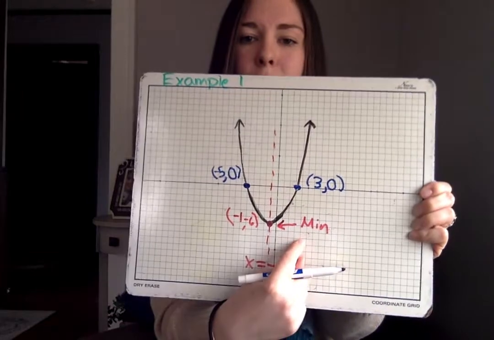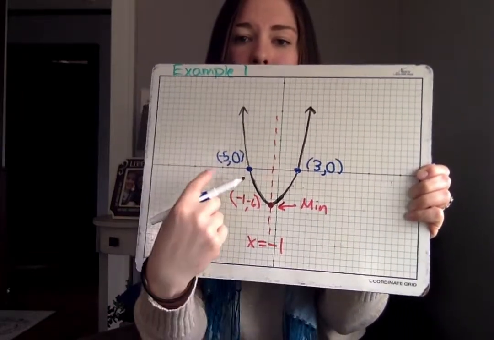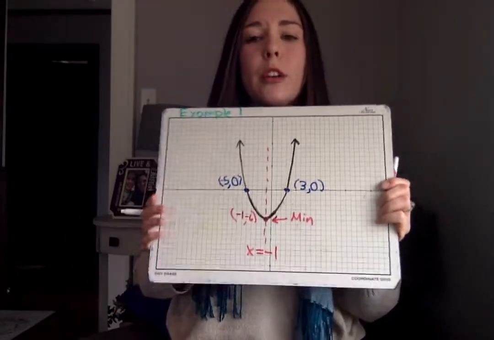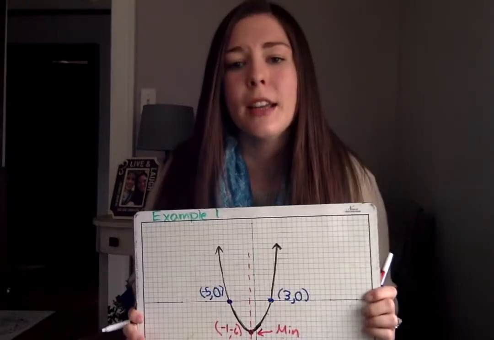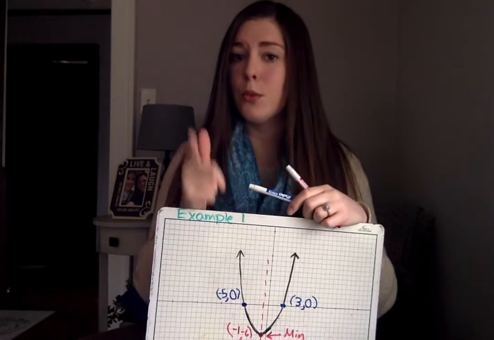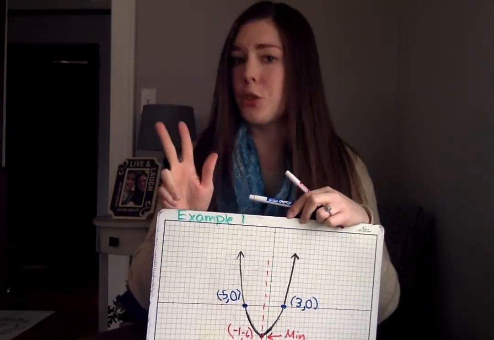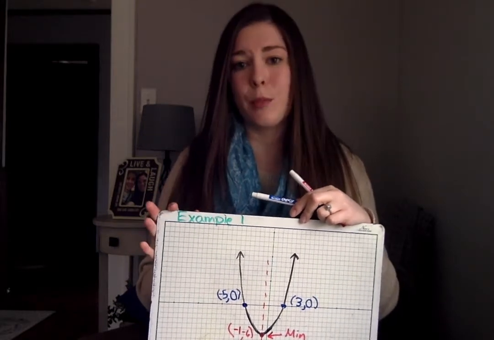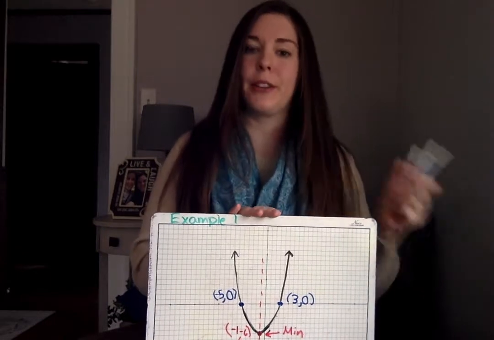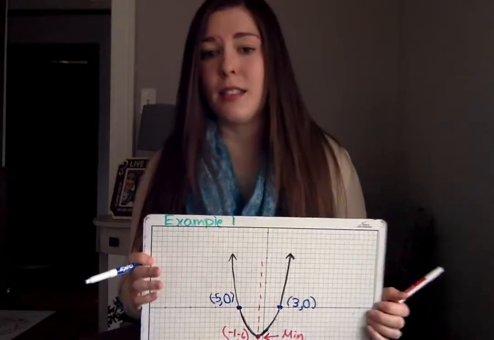So far we have minimum, vertex, axis of symmetry, and our x-intercepts. There is one more characteristic. And before I go on to that, you should also know that x-intercepts can be called zeros, roots, or solutions. All three of those terms are interchangeable with the word x-intercept. Y-intercept, however, only has one name, and it's just y-intercept.